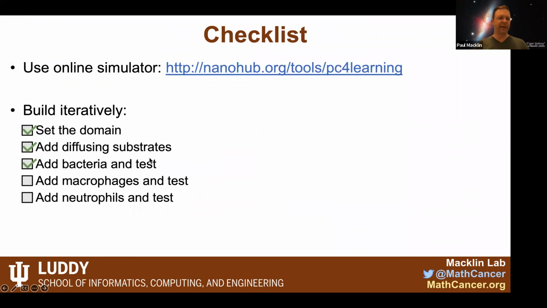Going through our checklist, we added bacteria. Now it's time to add our macrophages. Remember, these need to wander around by chemotaxis and be attracted to the bacteria. And in fact, there is literature that suggests that macrophages can chemotax towards quorum factors. And we're going to have them phagocytose dead cells in particular.